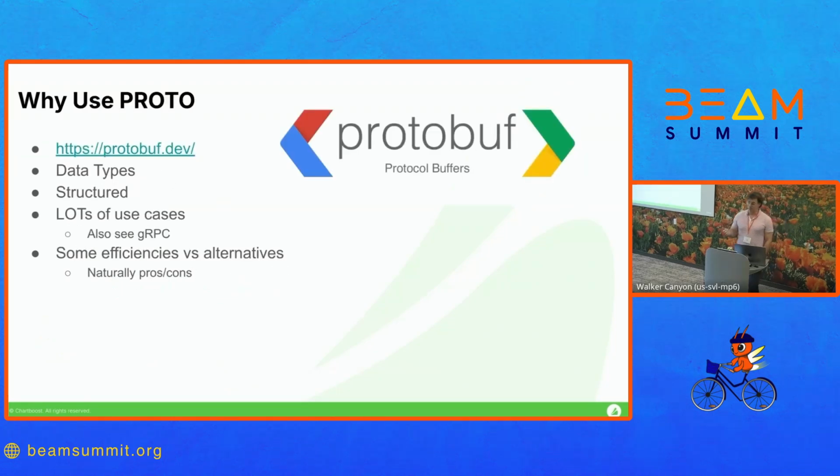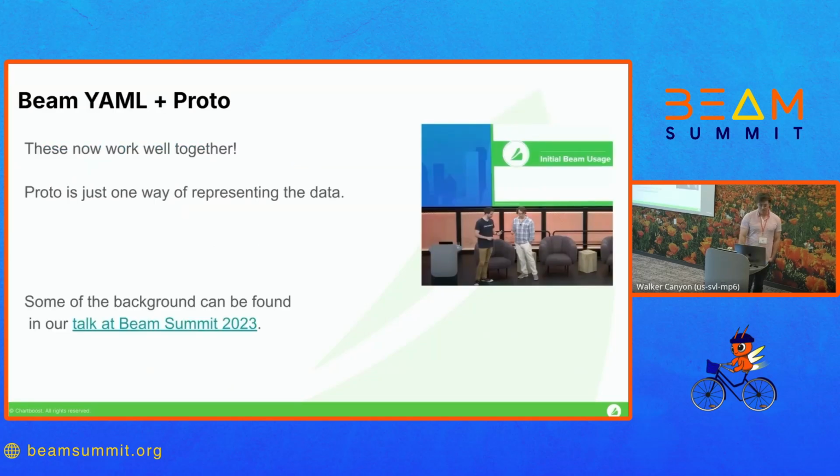Why Proto? Proto's all over the place under the hood for Beam. We've heard that in a few other talks today. As a general user, you may not know or even care about that. Wanted to just highlight, in this case, we're talking about Proto for your data pipelines themselves. Reasons for using it would include data types and additional structuring. It's used all over the place. Also check out gRPC, and you can get into pros and cons, but certainly we'll see some efficiencies in terms of serialization and size.